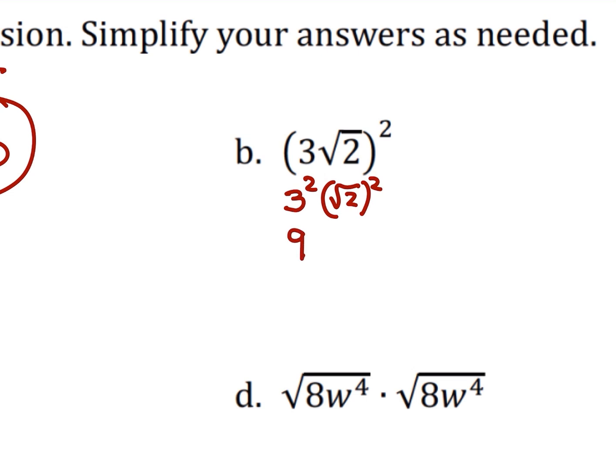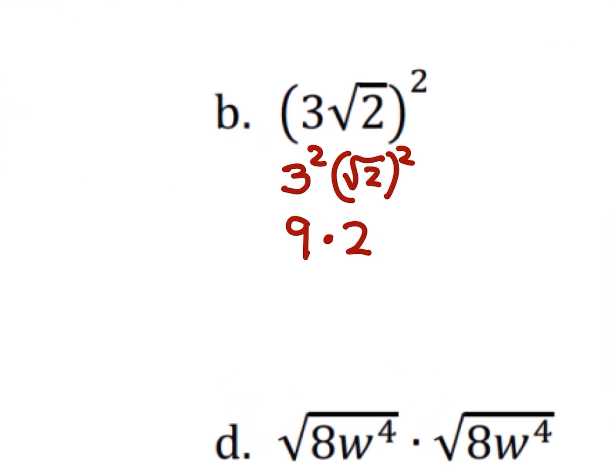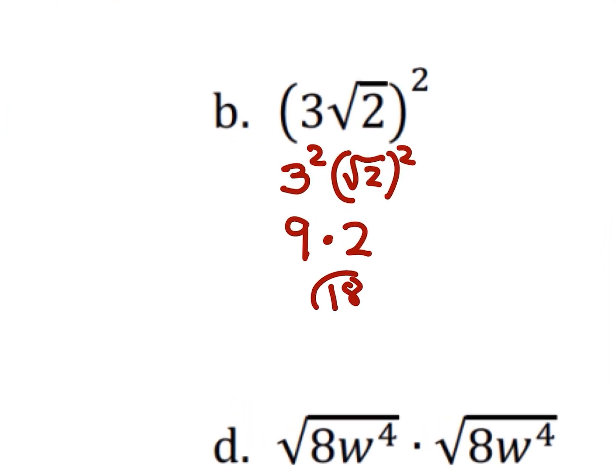3 to the second is 9, and the square root of 2 to the second is just 2, because really it's the square root of 4, but the square root of 4 is 2. Sorry, I didn't mean to make that small again. Our final answer is simply 18. The other way you could do that is really the same process, but you don't have to show that work. If you just think of 3 squared is 9 and the square root of 2 squared is going to be 2, so it's 9 times 2.